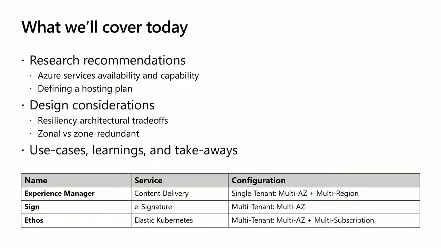So that's context. What we're going to cover today is basically 3 sections. We're going to start with some research considerations, and then move on to some design considerations, and then we're going to really get into the use cases that Adobe has, where we're using multiple AZs and multi-regions in order to provide the availability for our customers that we have to.